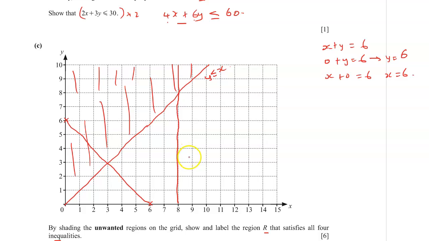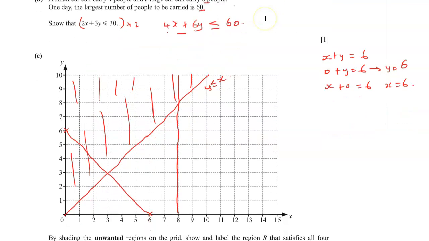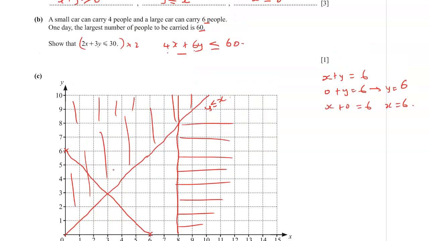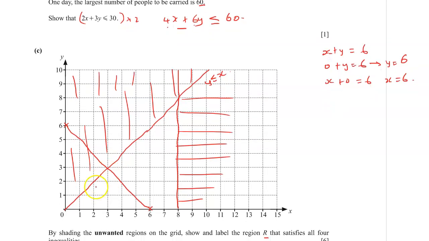And this is x is less than or equal to 8. So the unwanted region is this. This is the unwanted region. And then the other one is x plus y is greater than or equal to 6. So the unwanted region for this one is this. So this is the region that is satisfied by the inequality.